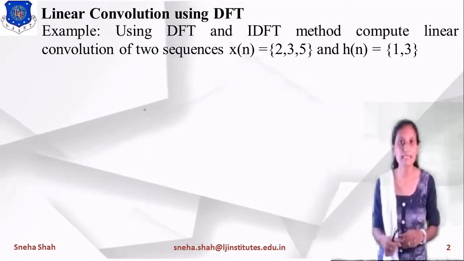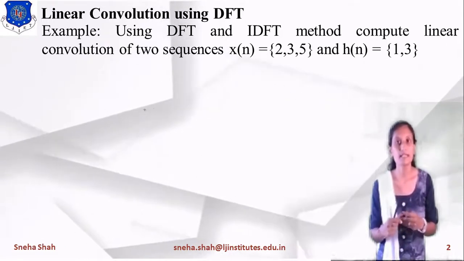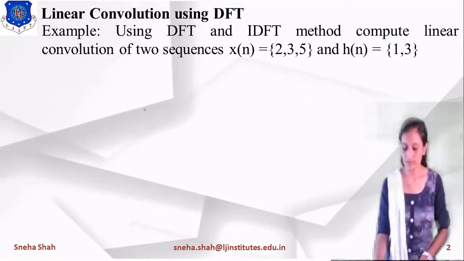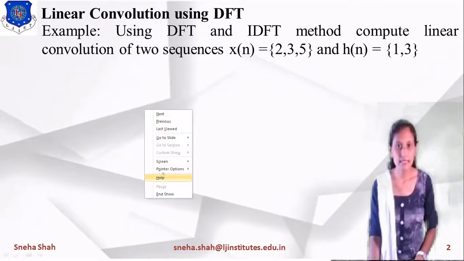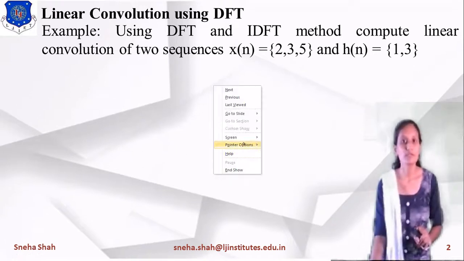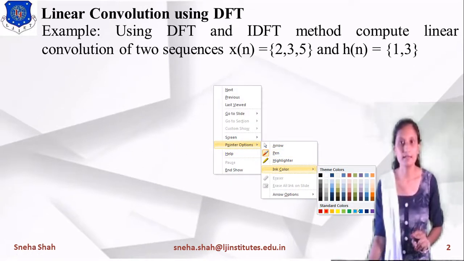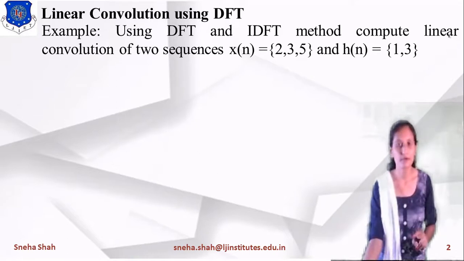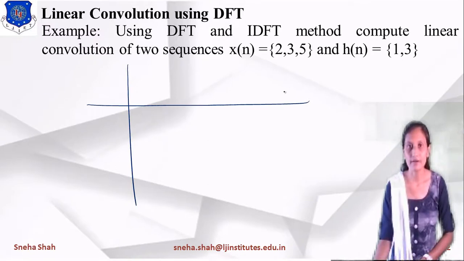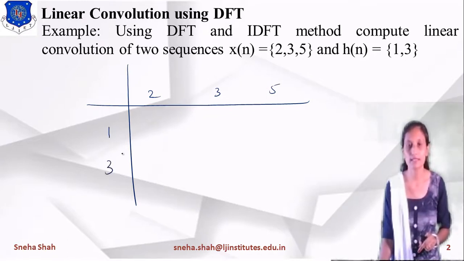First of all, we will check whether linear convolution is the same as circular convolution or not. To check it, we start by solving the linear convolution. If I use the tabulation method with 2, 3, 5 and 1, 3 and find the linear convolution, right?